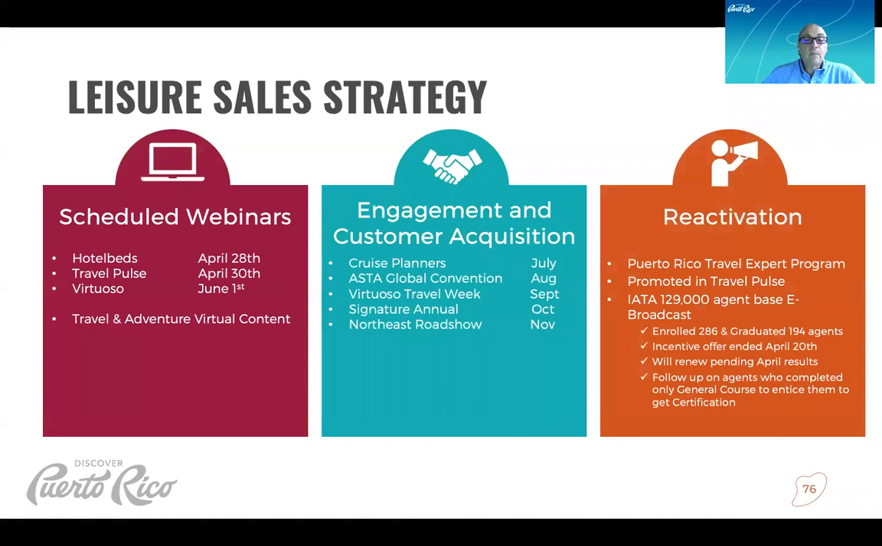We have scheduled sales activities with several key accounts well into July, staying in touch with our key partners, rescheduling events, sales calls and trade shows into August and through December, and following up with the travel agent community. This incentive has been promoted through IATA and Travel Pulse. At the close of the incentive campaign, we have so far enrolled 286 and graduated 194 agents through April 20th. That represents a 95% increase over the same time last year. As restrictions are lifted, we will see our efforts and strategy pay off.